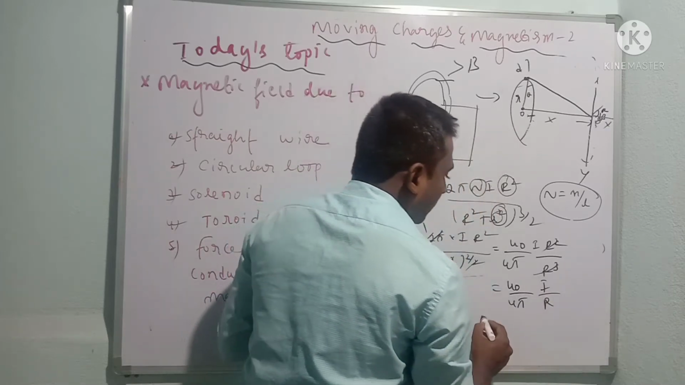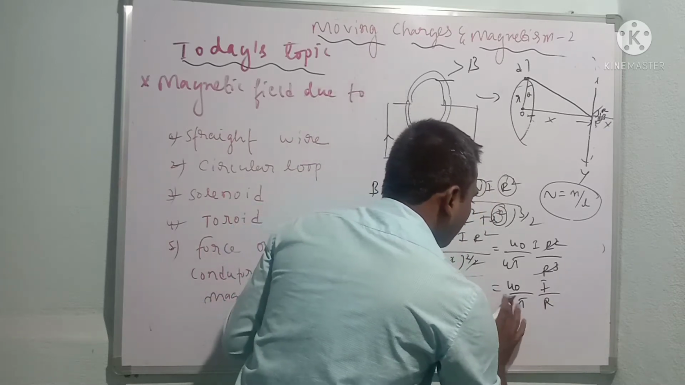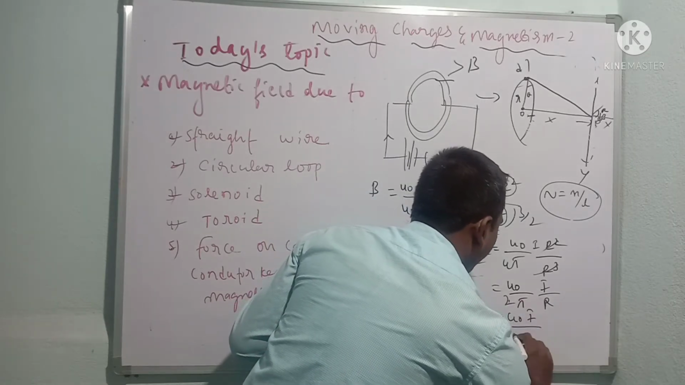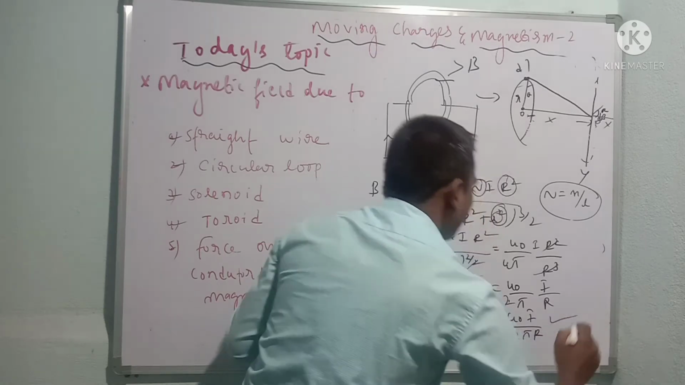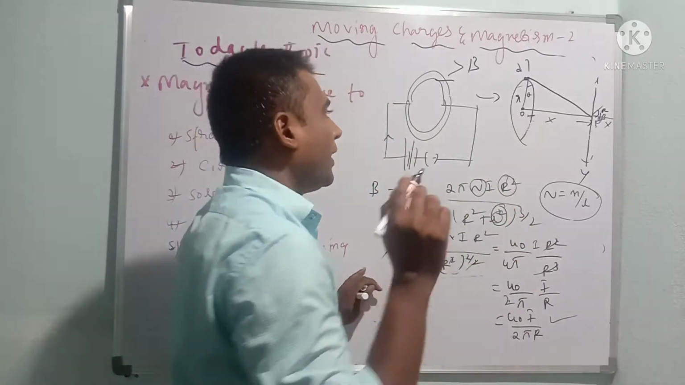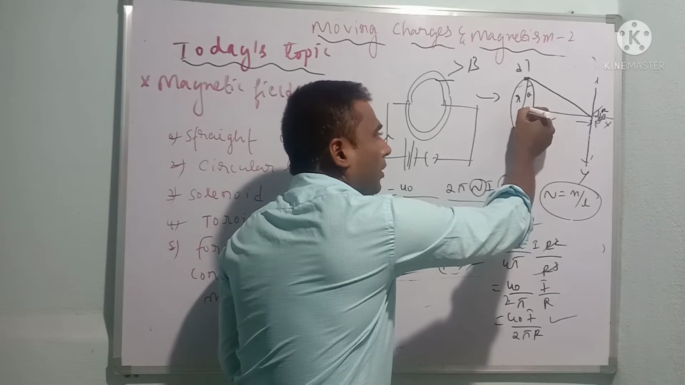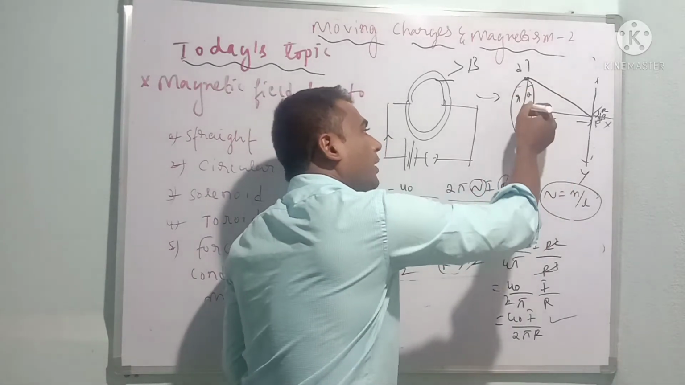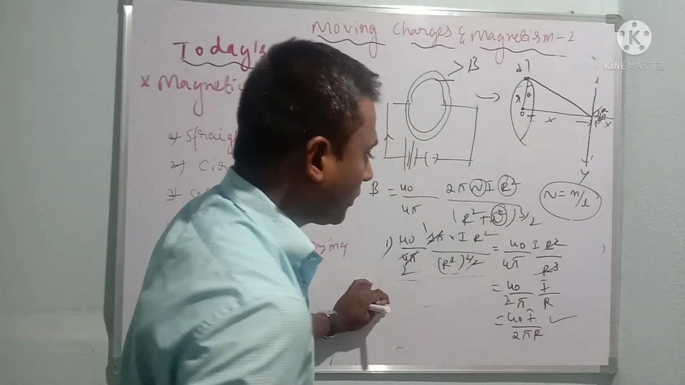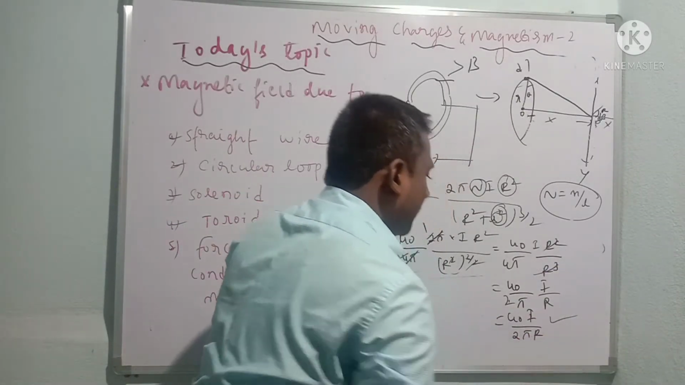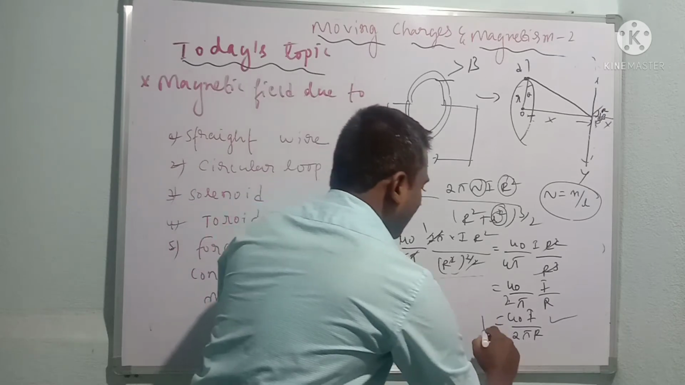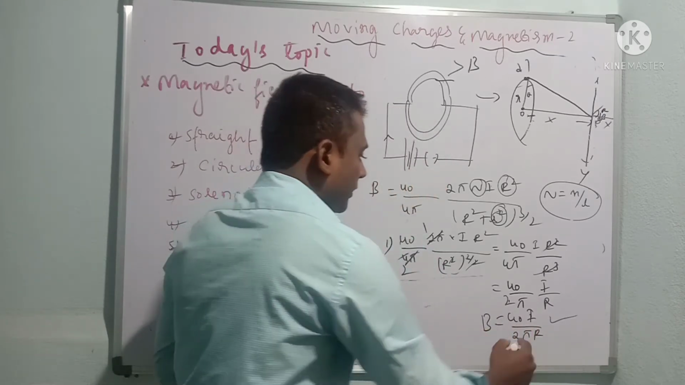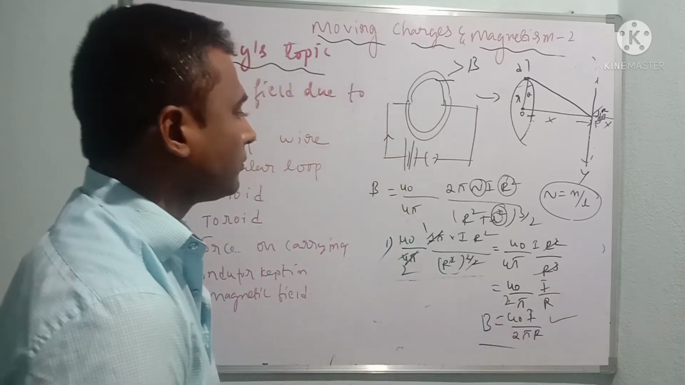So there is a factor of 2 as well, and this is mu naught times I divided by 2 r. This is the magnetic field at the center of the circular coil or loop. Mu naught times I divided by 2 r, and it is also inversely proportional to what, children? The radius. So please note down this formula.